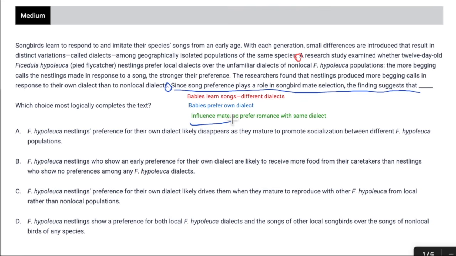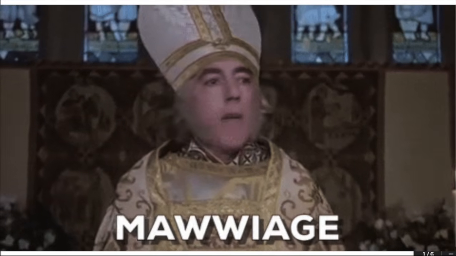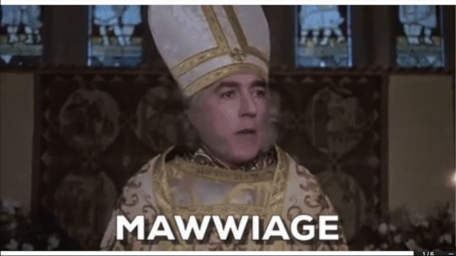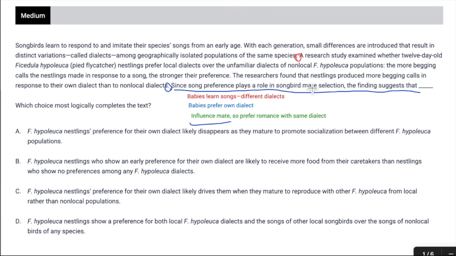And then here is my prediction. So "prefer romance with same dialect." It was talking about mate selection, mate being a romantic partner. So I'm guessing that they would prefer to have a romantic relationship, to find a husband or a wife, with a bird with the same dialect. And those are the 3 notes that you're going to take.